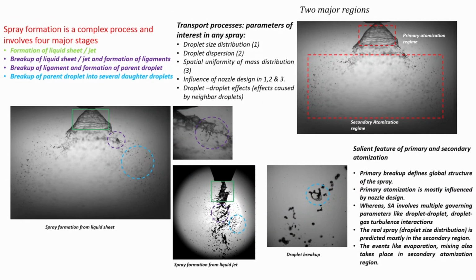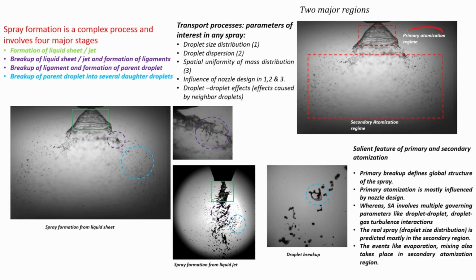What we will show over here is that the spray formation is basically a complex process. As we showed, usually there is a liquid sheet or a jet, and this liquid sheet then breaks up and forms all these ligaments that we showed in the previous video. And these ligaments then break up and form numerous droplets. This parent droplet once again deforms and breaks up into daughter droplets at a far downstream location. The first one, where the sheet breakup happens, is called the primary atomization zone.